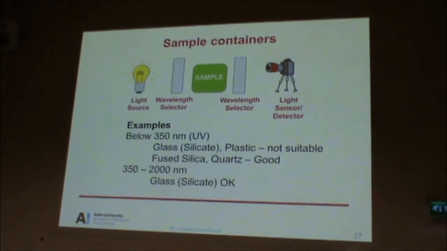Now, here are some examples. One of the most common sample holders that you'll come across is glass or plastic. If you are dealing with samples that absorb below 350 nanometers, or trying to analyze something below 350 nanometers, then plastic is not suitable, and glass is also not suitable because they absorb in this region. For example, fused silica is good, quartz is good.